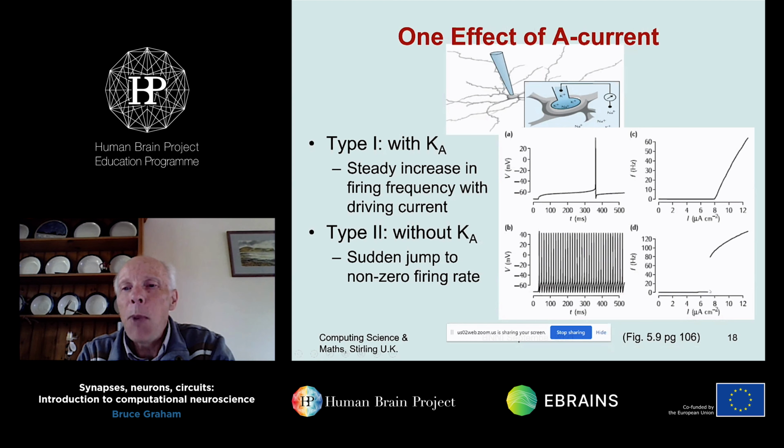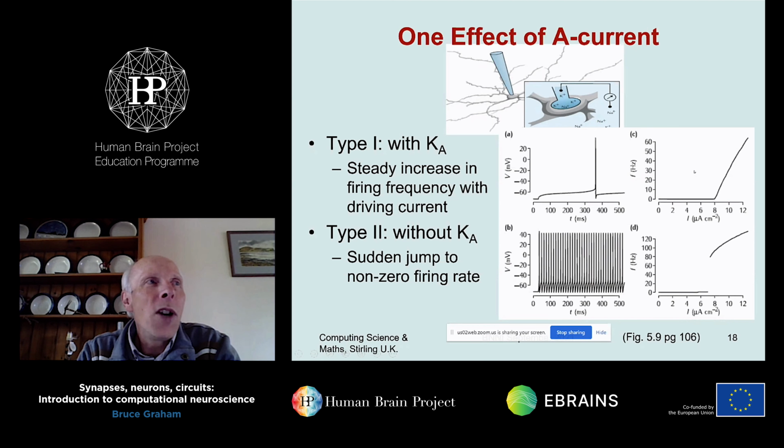But then at some point, a small increase in the injected current will suddenly cause a non-zero frequency of firing. So the neuron will start to fire continuously at some non-zero frequency, which then might increase a bit with further injected current.